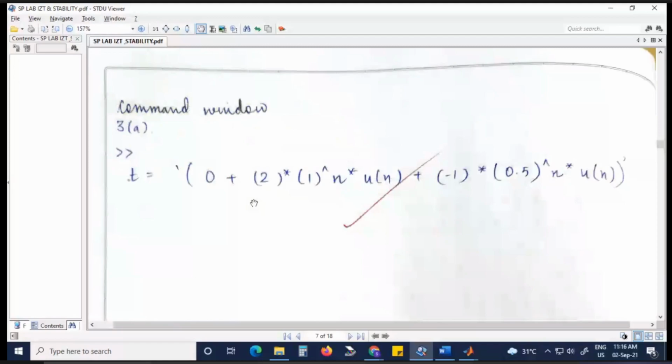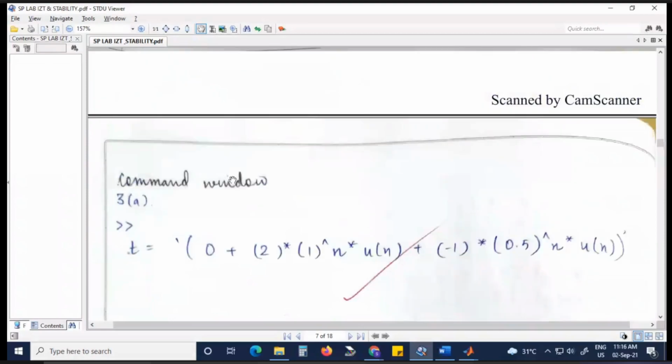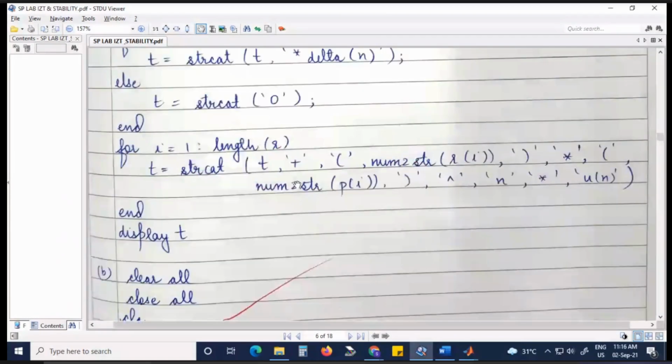So you can see the graph, you can see the result for that: it is 0 plus 2 into 1 to the power n un minus 1.5 to the power n un. So to represent this whole inverse Z transform sequence, we are using this command num to string. So the number will be converted into string, and you have to use brackets and star for the multiplication symbol, then power, etc.